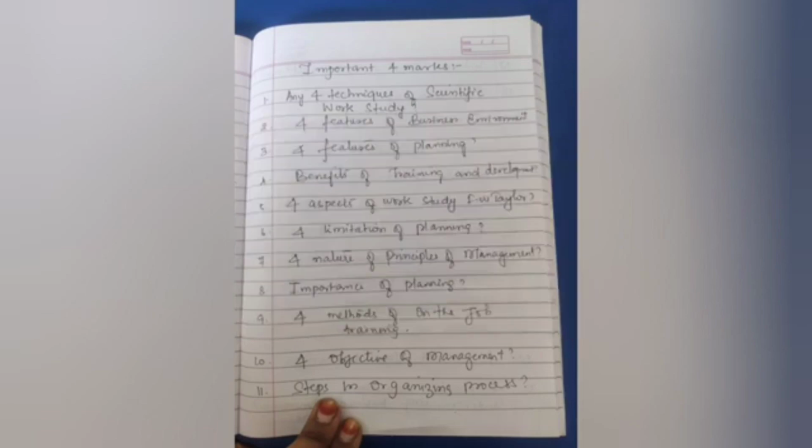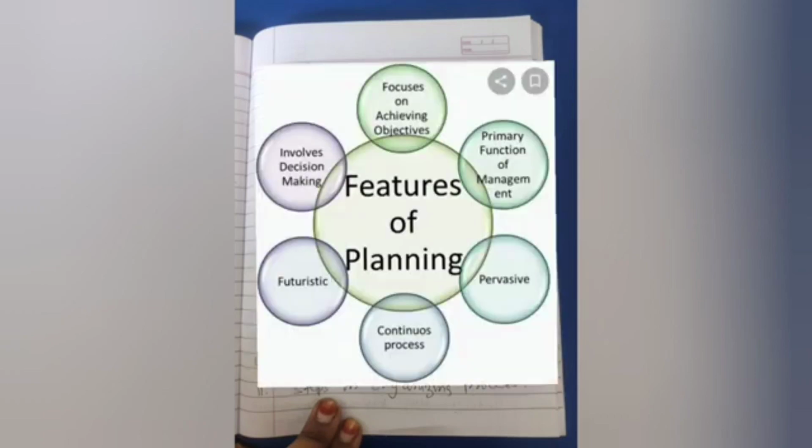Let's move on to another question. Four features of planning. The features of planning are that it is a primary function of management. First of all, you need to give a brief explanation about planning. Planning is the thing which we do in advance about what is to be done, how to be done and all. The features of planning are that it focuses on achieving objectives. It involves decision making. It is a futuristic and continuous process, and it is pervasive in nature. So these are all the features of planning. Let's move on to the next question now.